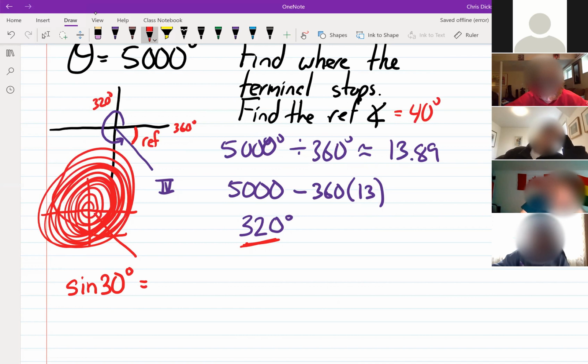Now, you should get 0.5 as your answer, so this should be 0.5. Now, if you're not getting 0.5, it's because your calculator's on the wrong mode right now.